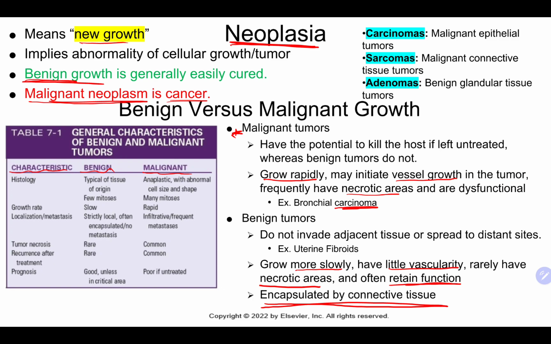Typically we say -oma is going to be like the benign, but when we look at carcinomas, right, that's going to refer to malignant epithelial tumors. Sarcomas are going to be malignant connective tissue tumors, and adenomas will be benign glandular tissue tumors, okay?